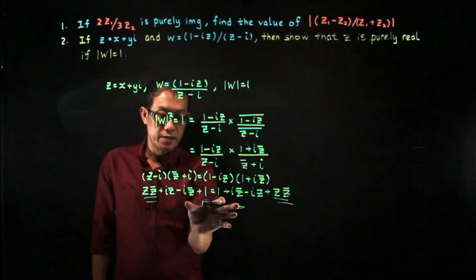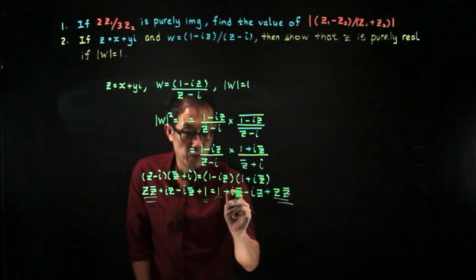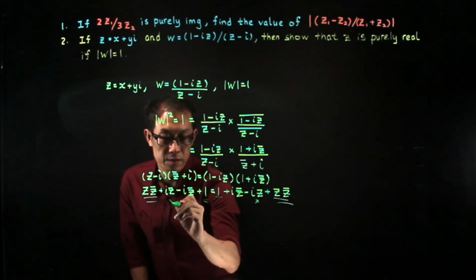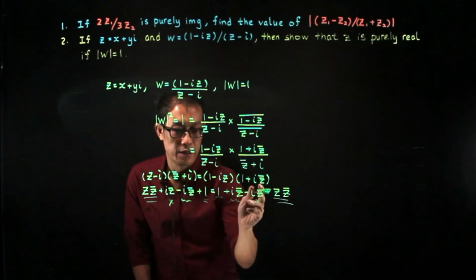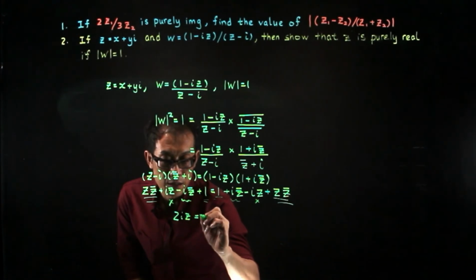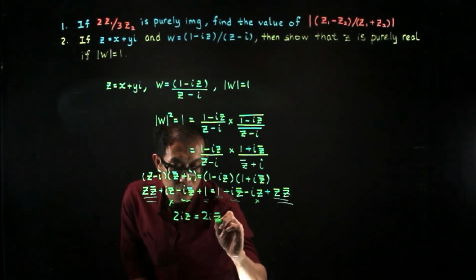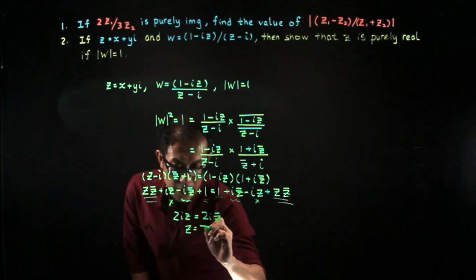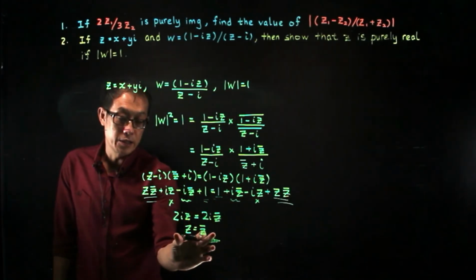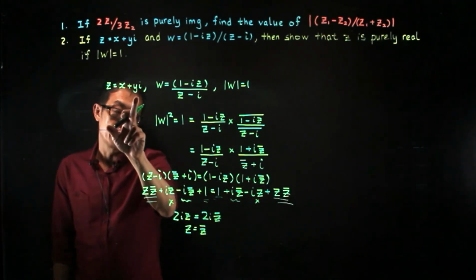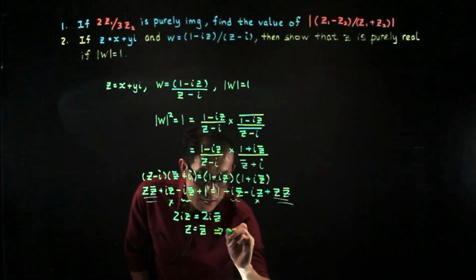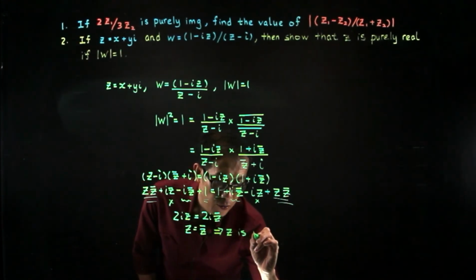Now, I can move these two over, and this one over. These two are like terms, and these two are like terms. So you have 2iz equals 2i z conjugate. So z is equal to z conjugate. That implies that z is real. For this to be true, the imaginary part must be 0. So it implies that z is real.